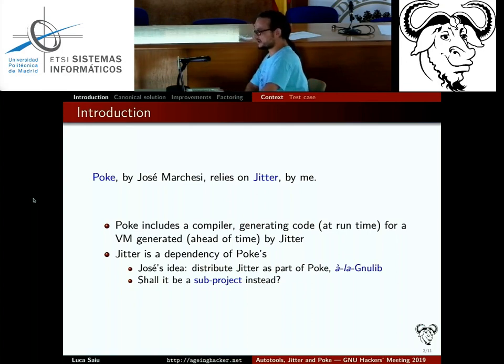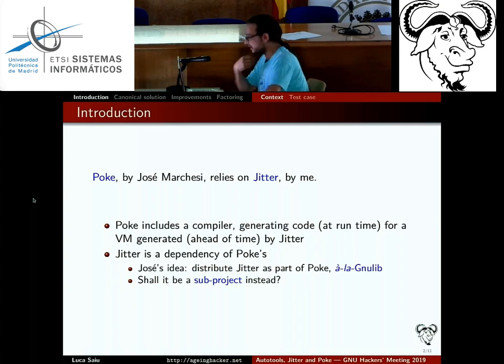So Jitter is a little inconvenient to install as a dependency because it's a new project. Not many people know it and use it, and it will probably change a lot in a short time. I'm also submitting it to GNU. So instead of having people install a version of Jitter which will get old quickly and become useless, Jose's idea is to distribute Jitter as part of Poke in a subdirectory, exactly as you do with Gnulib.